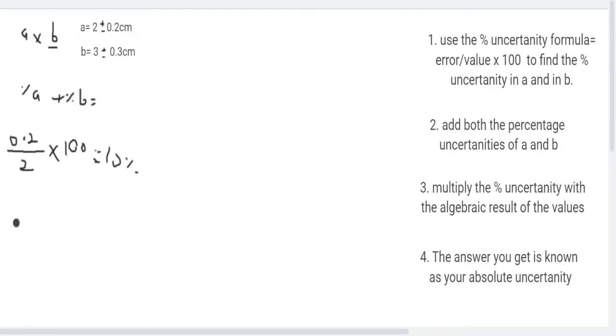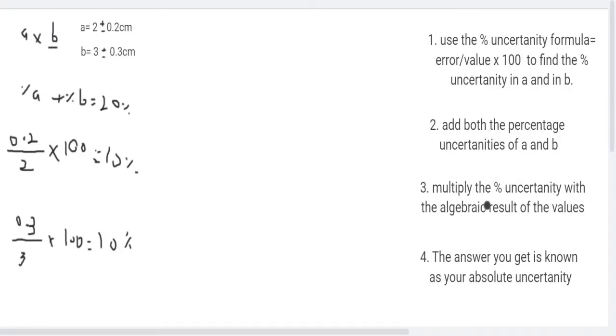Percentage uncertainty of B would be the error in B, which is 0.3, over the value in B, which is 3, times 100. That equals 10% as well. Now I add the percentage uncertainty of A with the percentage uncertainty of B, and I get my final percentage uncertainty as 20%.